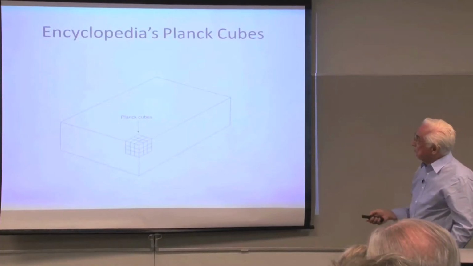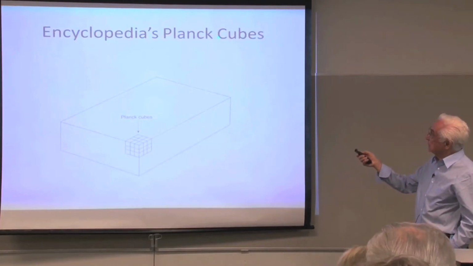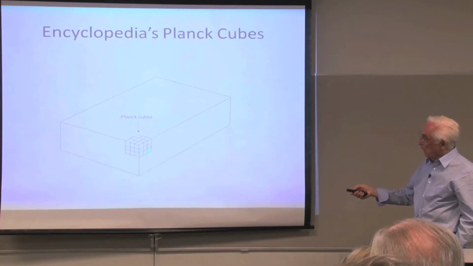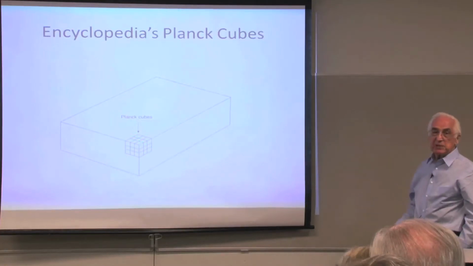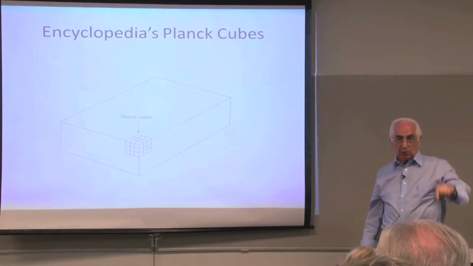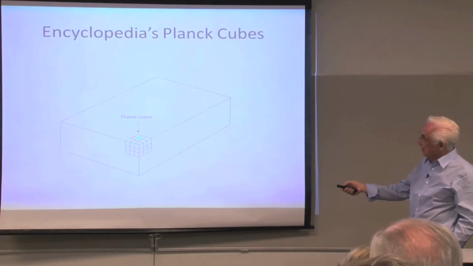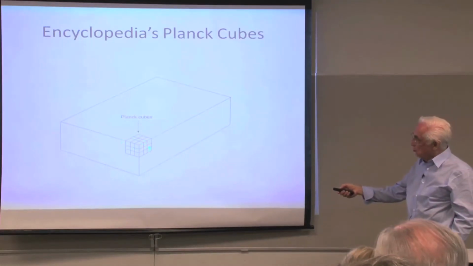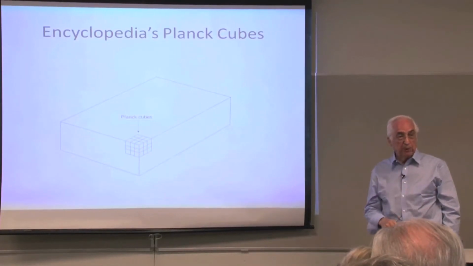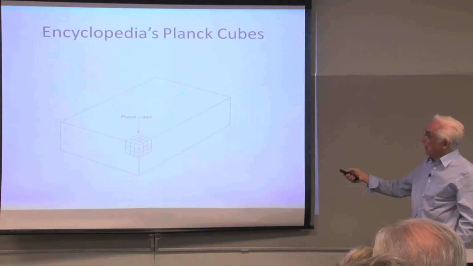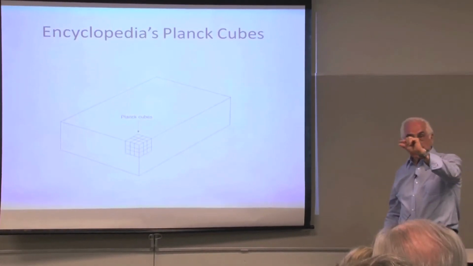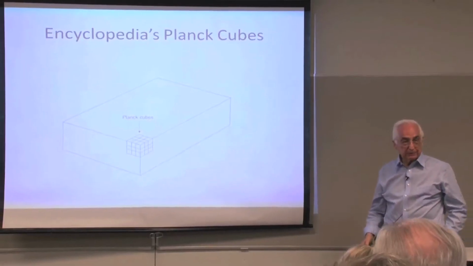Now, this is an example of an encyclopedia's Planck cubes. This is the encyclopedia, and these are the Planck cubes. Now, the figure is not to scale because Planck cubes are infinitely small. So I want you to imagine the Planck cubes being shrunk in size until they become the size of an actual Planck cube, and then we will have defined an encyclopedia made up of infinitely small Planck cubes.